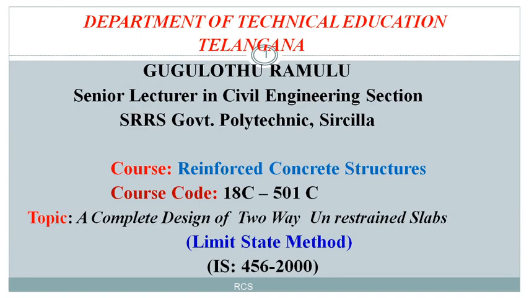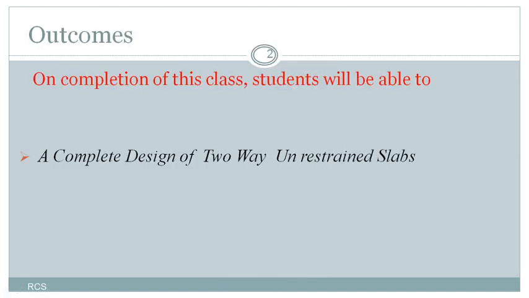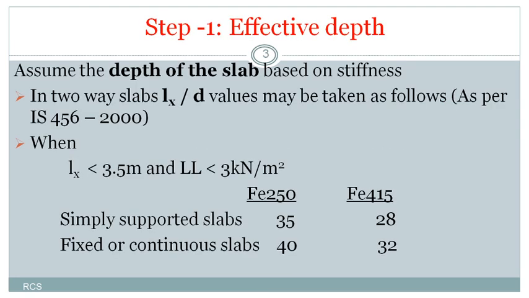In this class, I am going to discuss a complete design of two-way unrestrained slabs based on the limit state method as per provisions of IS 456-2000. So let's see what the outcomes of today's class are. Upon completion of this class, the student will be able to design a two-way unrestrained slab on their own. Let's see the steps you follow for the design of two-way unrestrained slabs.